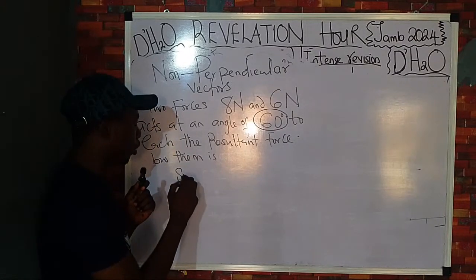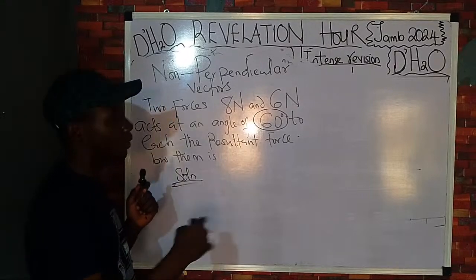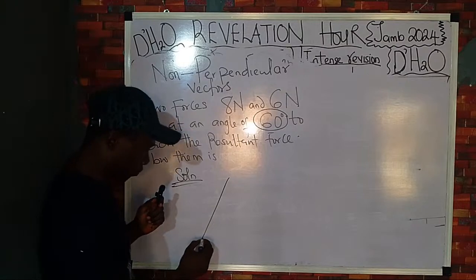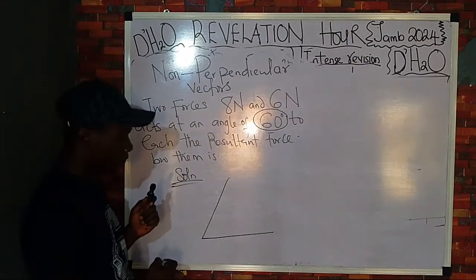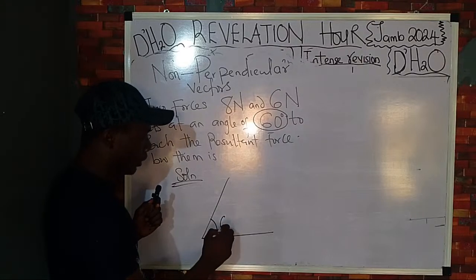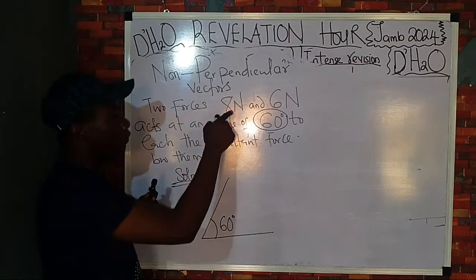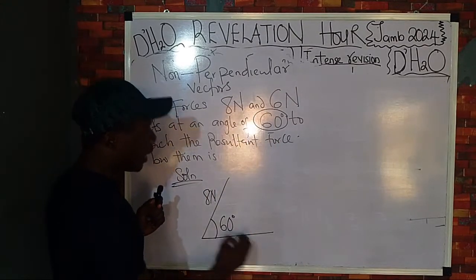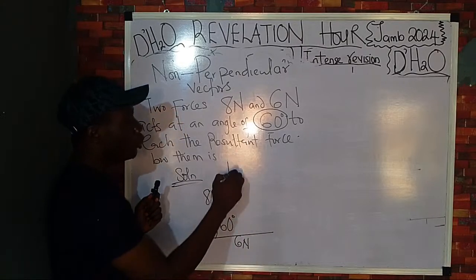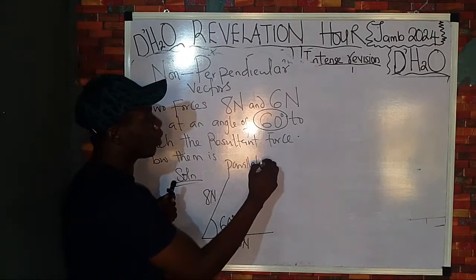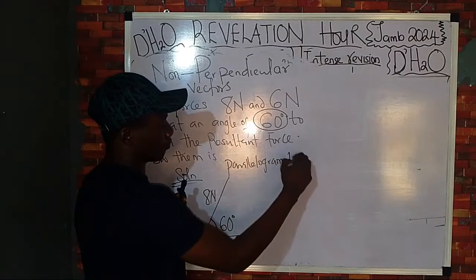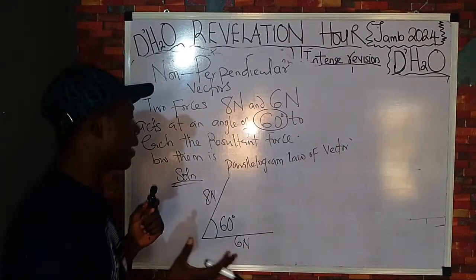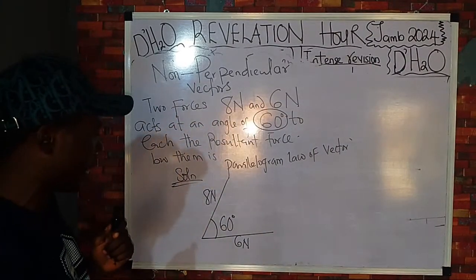Now, if I want to solve, I will better use my parallelogram law of vectors. First of all, an acute angle is to be this way. And here happens to be the angle between the forces. The first force is 8 Newton and the second force is 6 Newton. How do I solve this question using the parallelogram law of vectors? I will create a parallelogram from this simple diagram.